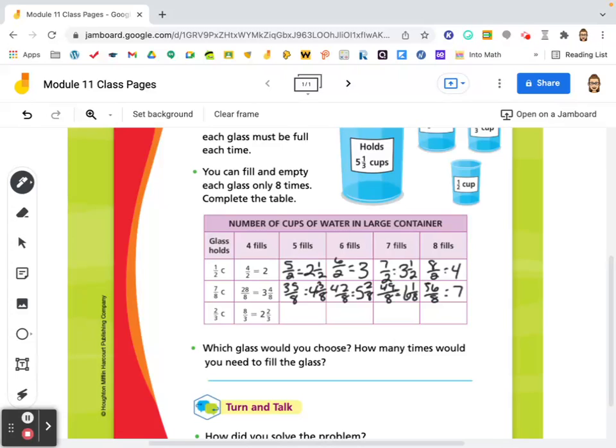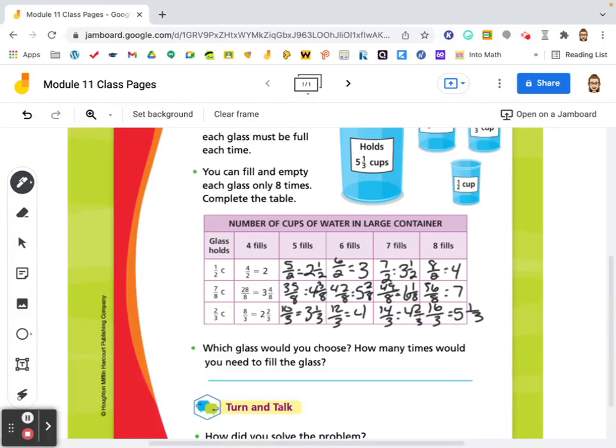And for the last one, if we have 5 times 2/3, that's going to give us 10/3, which would equal 3 and 1/3. 6 would be 12/3, which would equal 4. 7 would be 14/3, which would equal 4 and 2/3. And then 8 would be 16/3, which would equal 5 and 1/3.